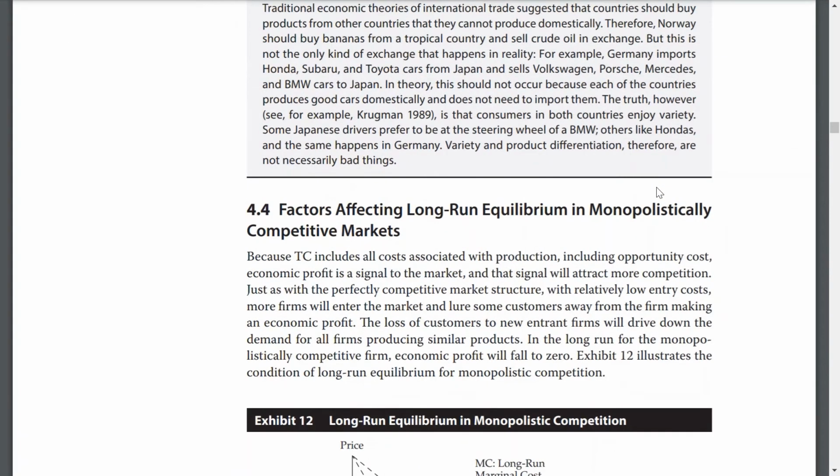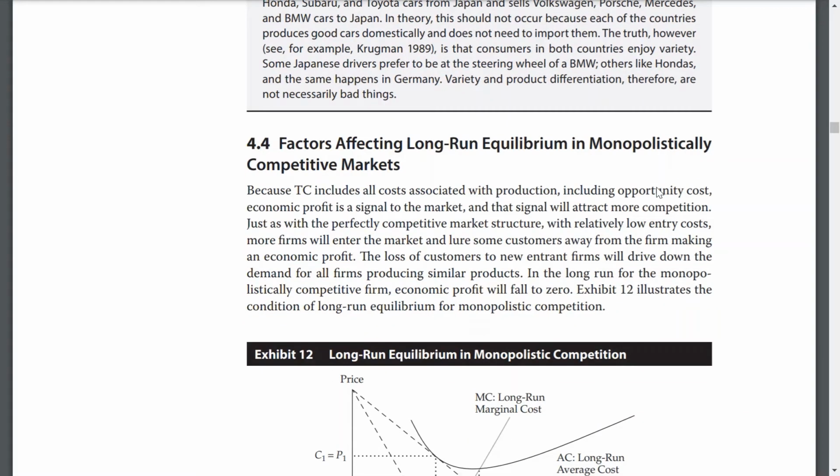Factors affecting long-run equilibrium in monopolistically competitive markets, because TC includes all costs associated with production, including opportunity costs. Economic profit is a signal to the market, and that signal will attract more competition, just as in the perfectly competitive market structure. With relatively low entry costs, most firms will enter the market and lure some consumers away from the firms making an economic profit. The loss of consumers to new entrants will drive down the demand for all firms producing similar products in the long run. For the monopolistic competition firm, economic profit will fall to zero.